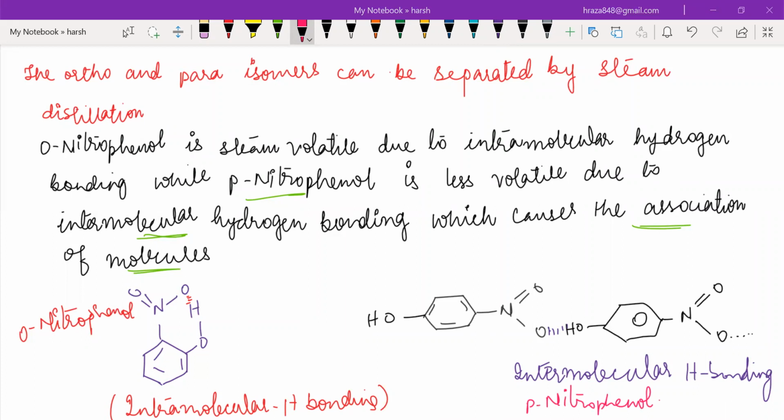See, I'm going to explain again. So you can see two molecules of this para-nitrophenol combined. What I was saying is, you can see two molecules of para-nitrophenol form single molecules. That's why association takes place. Association, that means two or more molecules combine to form a single compound. That is association of molecules. Two or more.